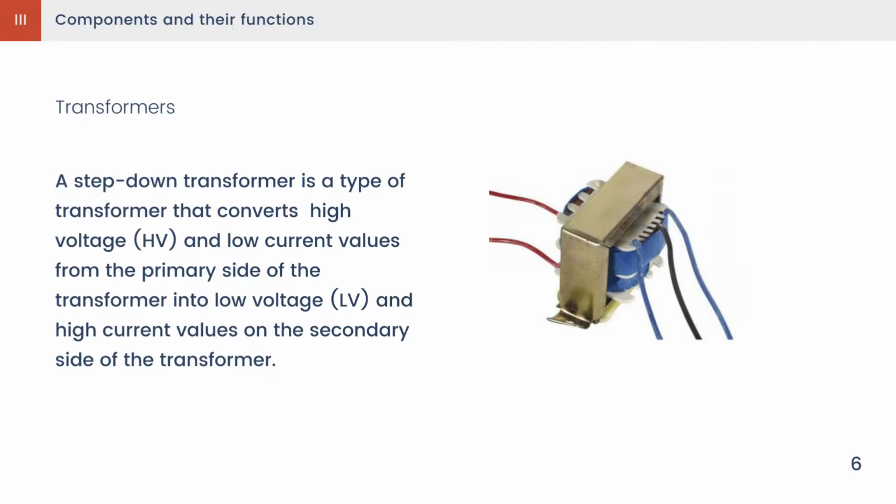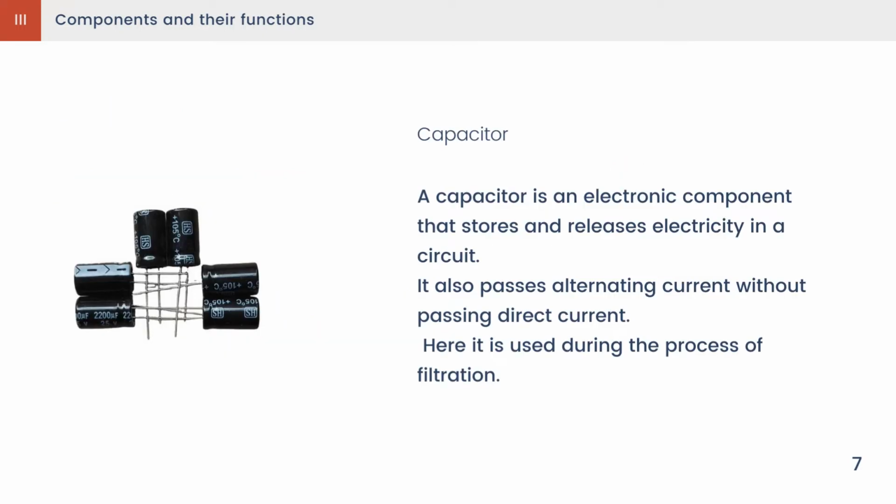What are transformers? Transformers are the most important part of a mobile charger, and these are of two types, step down and step up. But in the circuit, we are going to use a step down transformer, which converts high voltage and low current values from the primary side of the transformer into low voltage and high current values on the secondary side. A capacitor is an electronic component that stores and releases electricity in a circuit. It also passes alternating current without passing direct current. Here in the circuit, it is used during the process of filtration because it converts partial DC into pure DC.